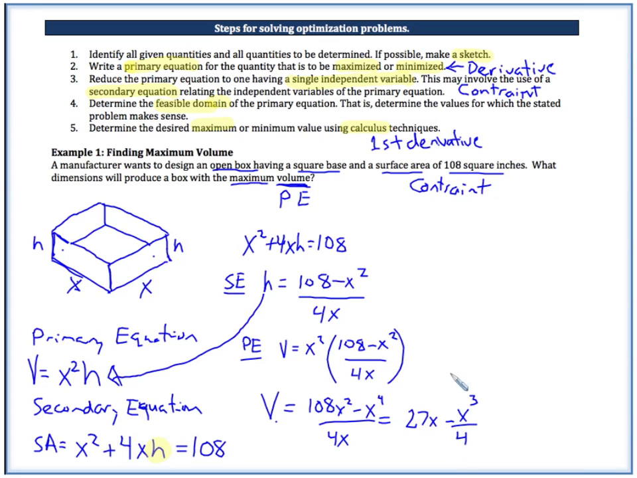Okay, so next thing we want to do is actually find the derivative of our volume. So dV over dx. And what this is going to tell me is how does the volume change as x changes. Okay, so derivative of 27x is just 27. And then the derivative of negative x cubed over 4 is negative 3x squared over 4.